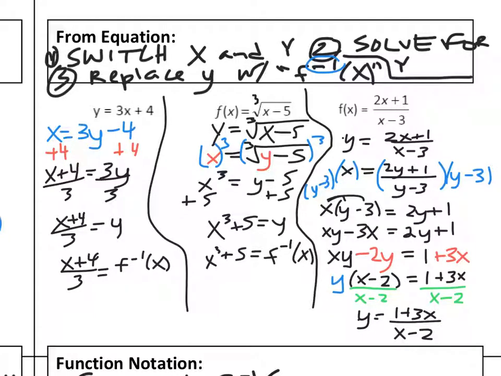And I ran out of room. Maybe you ran out of room too. So I'm going to just cross that out and put f inverse of x since I have no room. So that was the hardest one. If you can do that, we're going to be awesome.